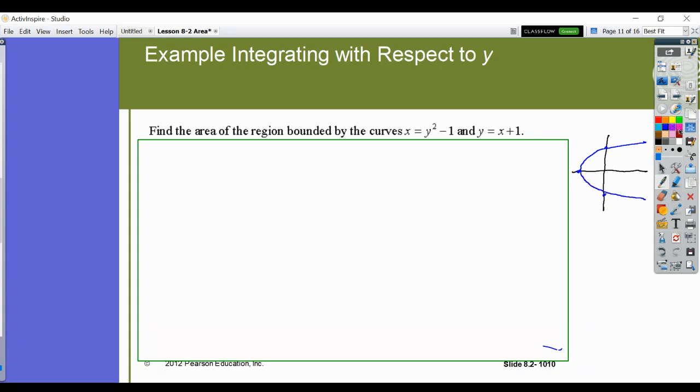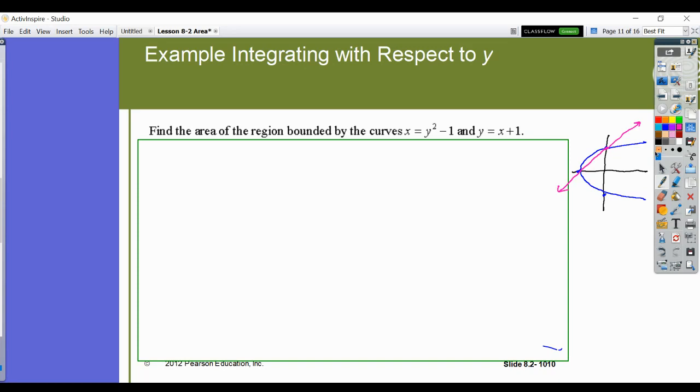And then the line, this one is y equals x plus 1. So it's in our normal y equals format. We're going to have to fix that in a little bit, but it goes through 1 with a slope of 1. So here's my 1. And that means it would go through -1 and go up here. So there is my line.